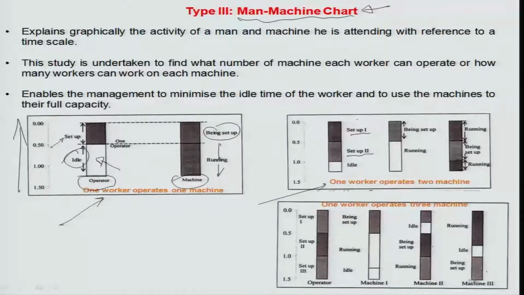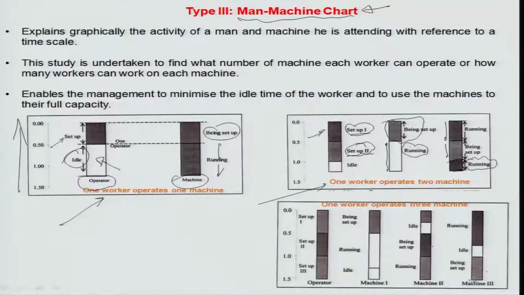So machine 1 is being set up for the first time between 0 and 0.5 seconds by the worker, and the moment this is set up, the running of that particular machine can start after 0.5 seconds. Now the worker does not remain idle, because he has to set up another machine. As you are doing it, machine 1 is already running and machine 2 is being set up, and now you can see that machine 2 starts running here.